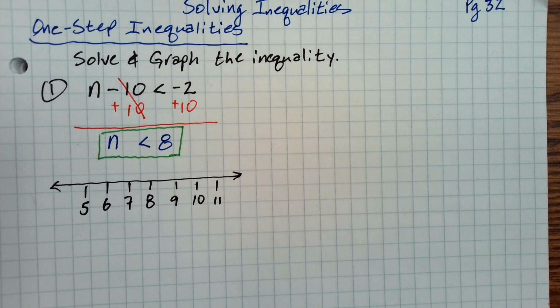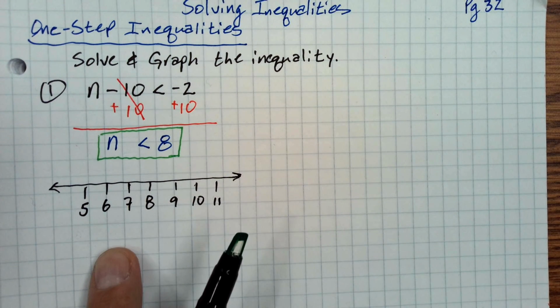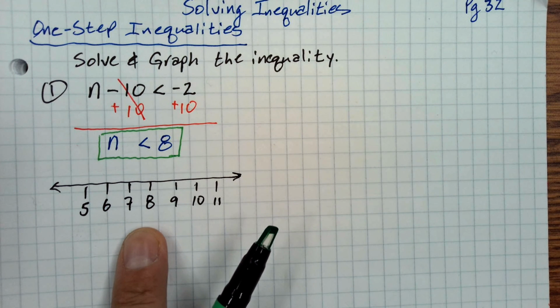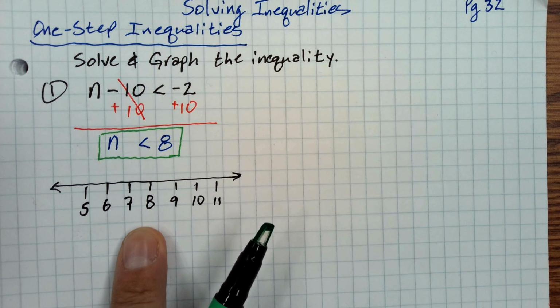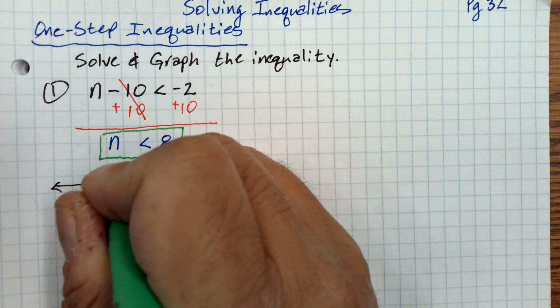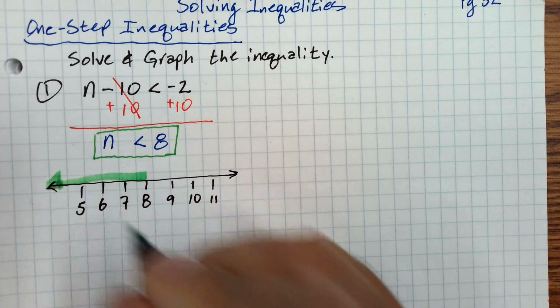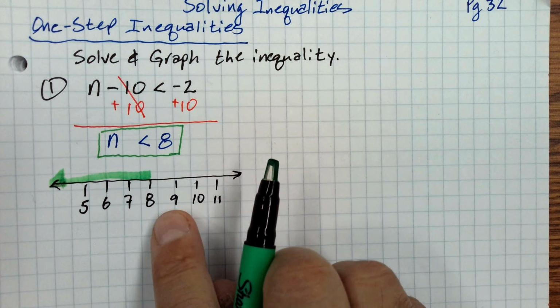So we'll go ahead and make our number line. And just like we did yesterday, we're going to make a graph. So remember what this means. Do we want numbers to the left of 8 or to the right of 8? To the left. All the numbers that are less than 8 are on this side. How about 8 itself? Is 8 going to be part of our answer?